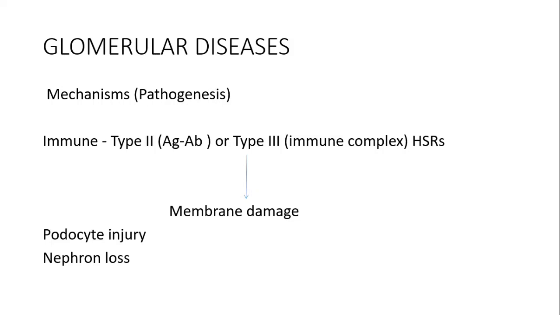Antigen antibody reactions are possible, which is a type 2 immune reaction or a type 3 immune complex reaction in the form of antigen antibody immune complex deposition. Ultimately, wherever it deposits, it will damage the membrane, the capillary, the fenestrums, and the podocytes also. I also told that cell mediated immunity is sometimes responsible for various types of the glomerular diseases. And this antigen may be exogenous or endogenous.